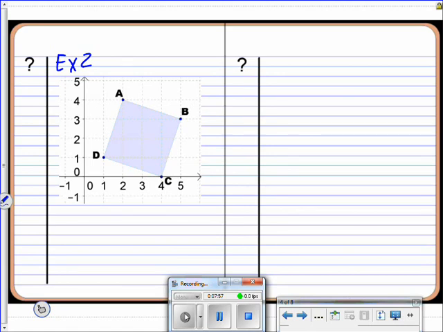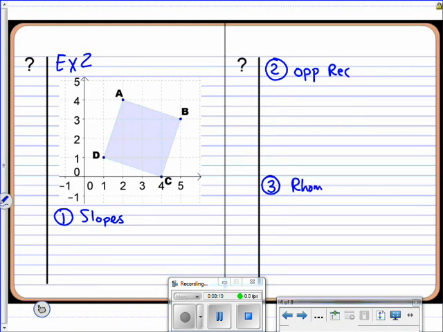So what I want you to do is go ahead and do this one on your own. So you're going to do the first step, find the slopes. Compare them to see if it's a parallelogram. Second thing, see if the slopes are opposite reciprocal for a rectangle. And then third, check the side lengths to see if they're congruent for a rhombus. All right, put me on pause and go ahead and do that on your own.